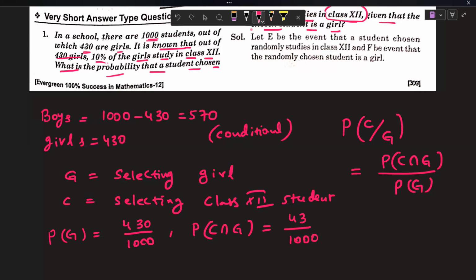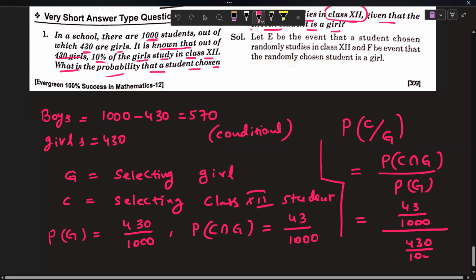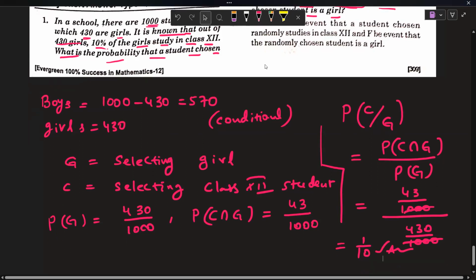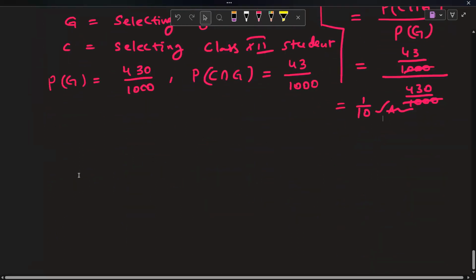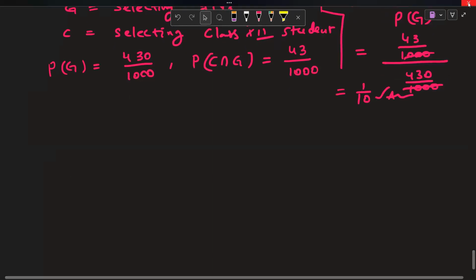So now we will calculate this probability. The intersection value is 43 out of 1,000, divided by 430 divided by 1,000. You can cancel 1,000 here. So 43 cancels with 430 in 10 times. So 1 by 10 is the answer of this question. Copy. Yes or no?